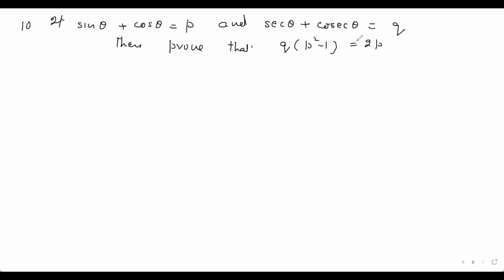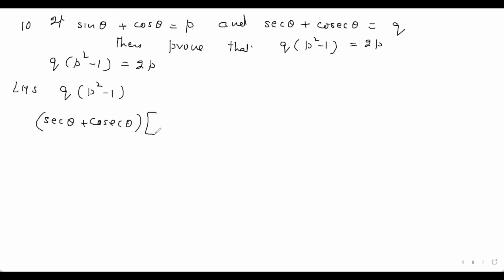Now the 10th sum. The question is, if sine theta plus cos theta is P and sec theta plus cosec theta is Q, then prove that Q(P square minus 1) is equal to 2P. What we want to prove here is Q(P square minus 1) equals 2P. So take the left hand side. Left hand side is Q(P square minus 1). So instead of Q, I'm going to write sec theta plus cosec theta.